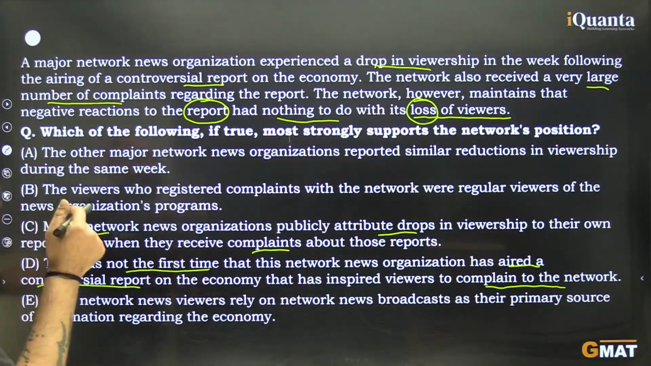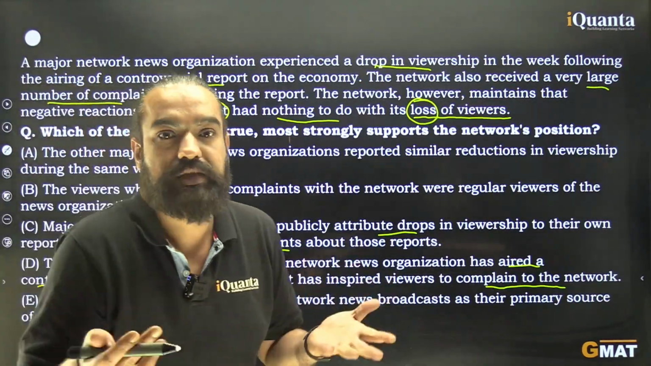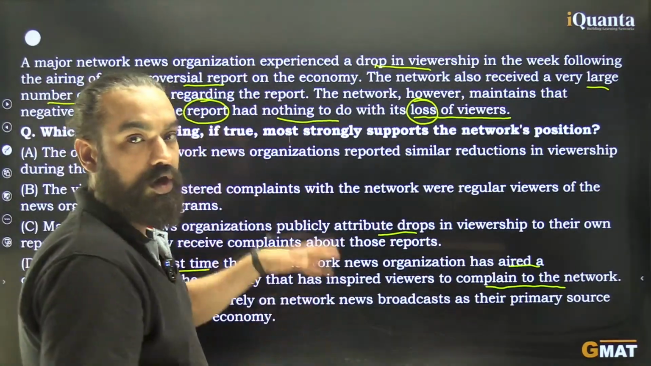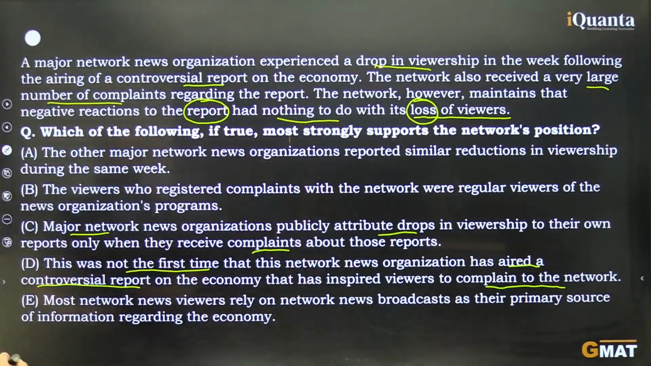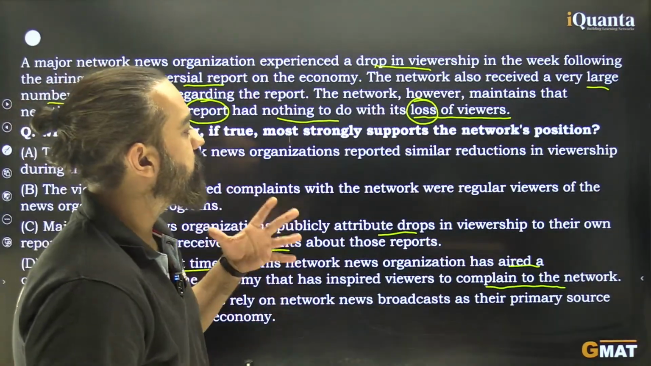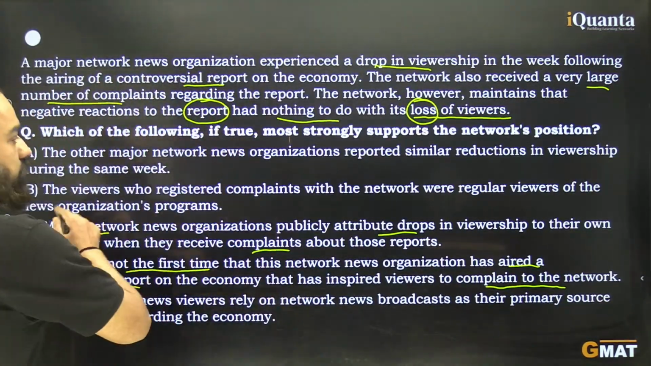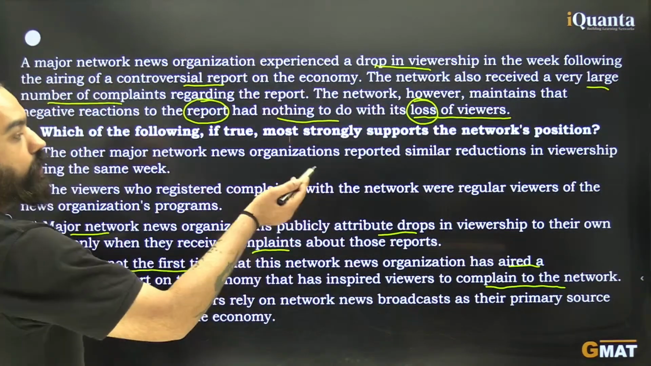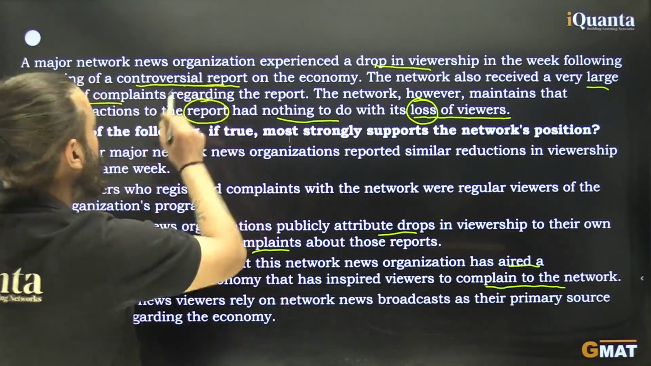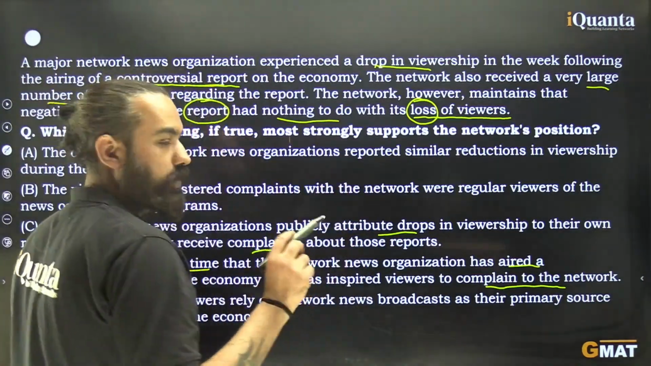B says the viewers who registered complaints with the network were regular viewers of the news organization's programs. Doesn't make a difference. It does not tell us whether the loss of viewership had anything to do with the report or not. Now let's take a look at A. A says the other major network news organizations reported similar reductions in viewership during the same week. So we're saying the other major network news organizations, even those who did not air a controversial report, mind you, reported similar reductions in viewership during the same week.